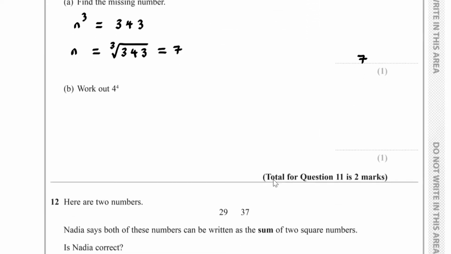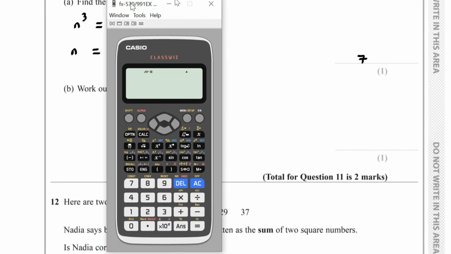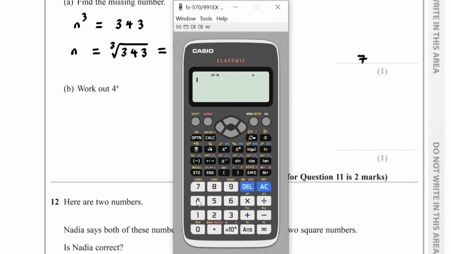Then for part B, we have to work out 4 to the power of 4. Well, let's input that into our calculator. We've got 4 to the power of 4, which is 256. So we have 256.